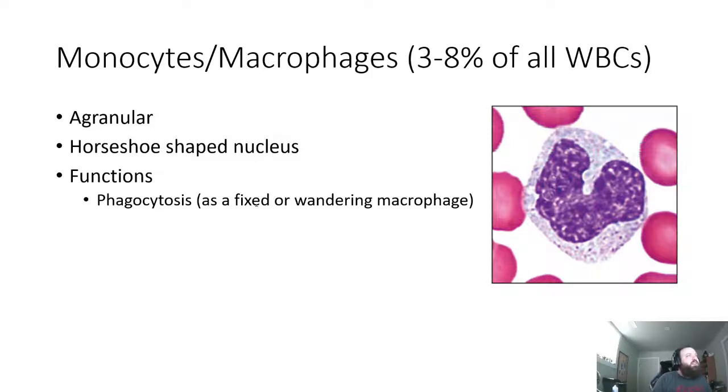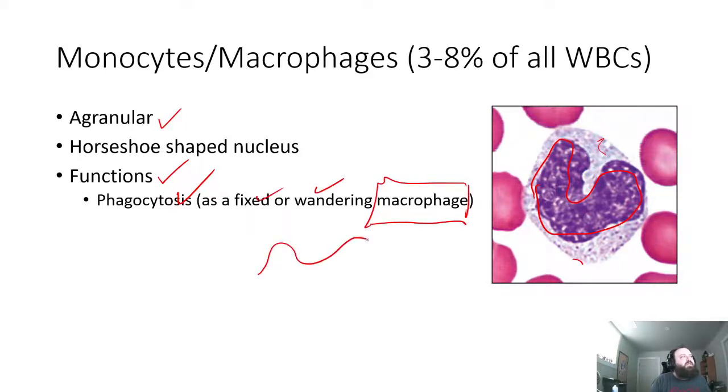Monocytes and macrophages are the first type of agranular leukocyte. They have a distinctive horseshoe-shaped nucleus that you can see here. But you notice they don't have any granules in their cytoplasm. And their function is entirely phagocytosis as a fixed or wandering macrophage, which is what they act like in a mature form, these sort of amoeba-like cells that I talk about all the time that are wandering all the different tissues of the body, like little vacuum cleaners, searching for foreign bodies to digest and then ultimately bring back to the immune system to alert our bodies to these foreign invaders being present in our body.